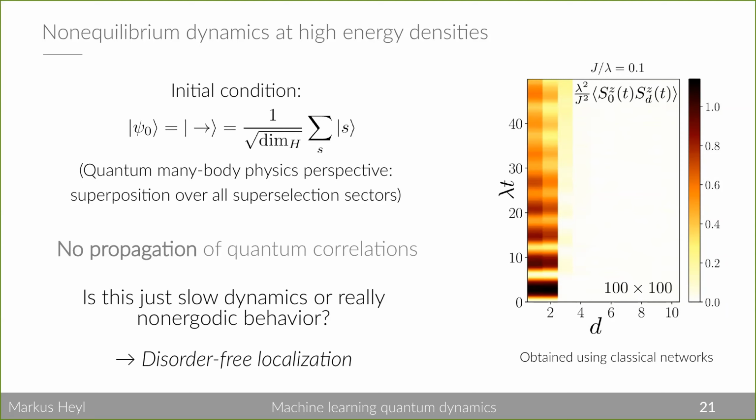Now, the question is: is this just slow dynamics, or is it really non-ergodic behavior? As I would like to show you now, this is really non-ergodic behavior, and it can be understood in terms of the concept of disorder-free localization. That's really remarkable, because thermodynamics tells you, and it is the assumption we always take in quantum many-body physics, that an interacting quantum many-body system which is homogeneous, and that's what the quantum link model is, without integrals of motion or whatever, should always behave thermodynamically, so it should show ergodic behavior. But that's not what we find here. And what I'm claiming is that this is a rather general property of lattice gauge theories.